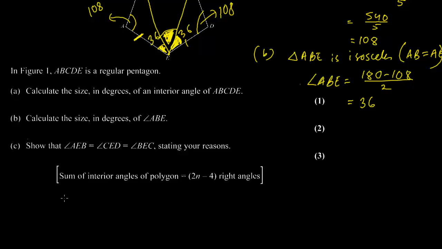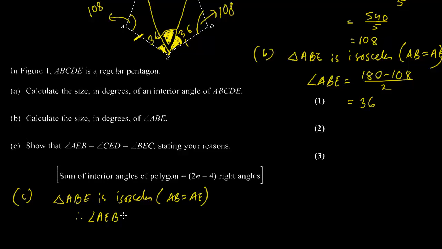So what about the third one? So we have to show that one. So this is going to be: triangle ABE is isosceles because AB equals AE. Therefore, angle AEB equals 36 degrees. So we have shown that because this is 108 degrees.